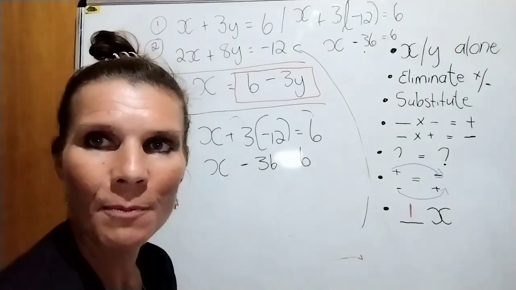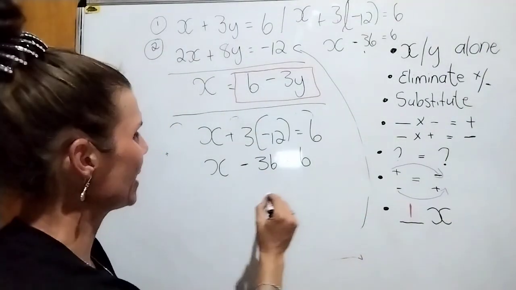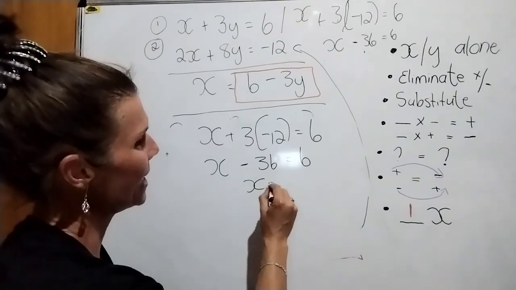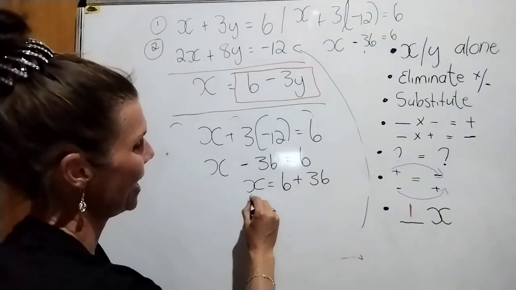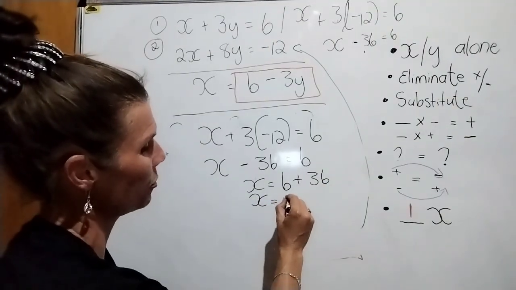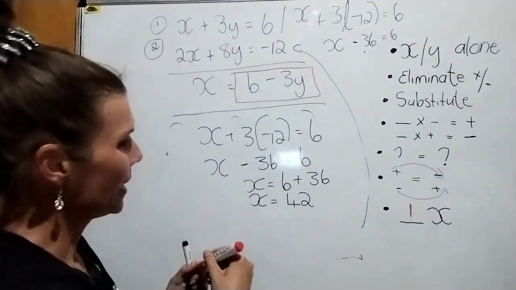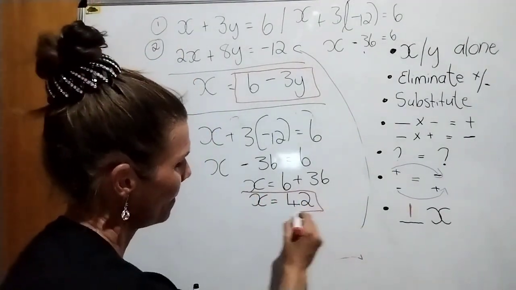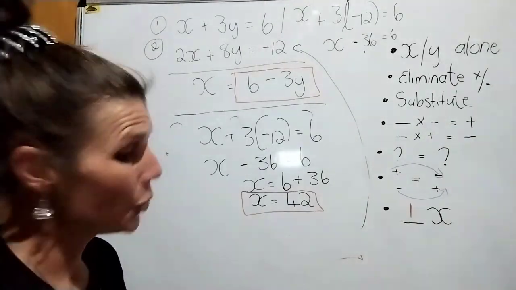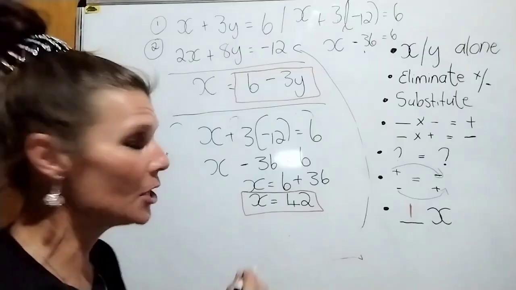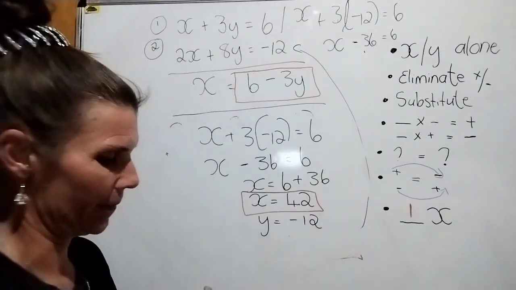I really want to get my x alone. A minus over the rainbow becomes a plus. So x equals 6 plus 36, and therefore x equals 42. Brilliant. So now I know x is 42, and from what I previously knew, y is minus 12.